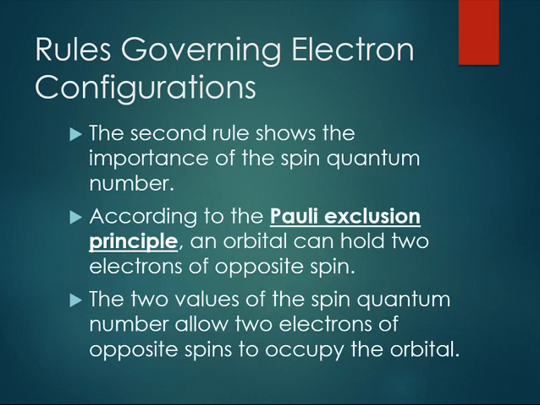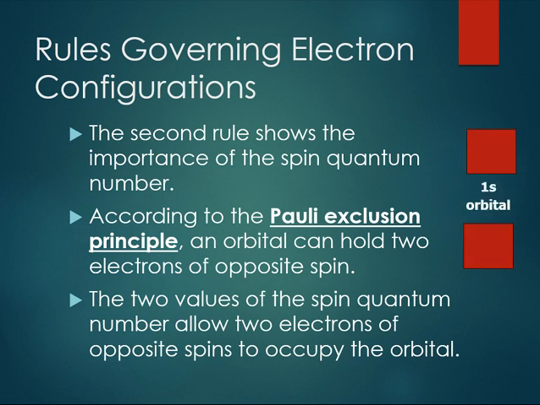Moving on to the second rule. This has to do with the spin quantum number. According to the Pauli exclusion principle, an orbital can hold 2 electrons of opposite spin. The two values of the spin quantum number allow the 2 electrons of opposite spins to occupy the orbital. So each orbital can have 2 electrons. That's fair enough, but they have to have opposite spin.